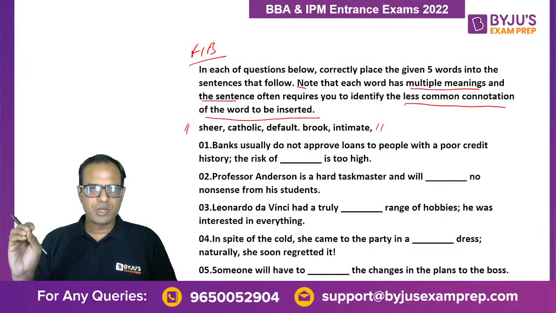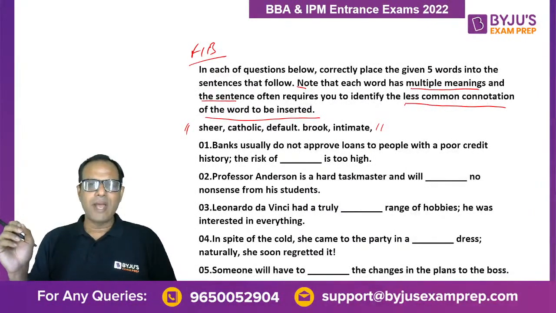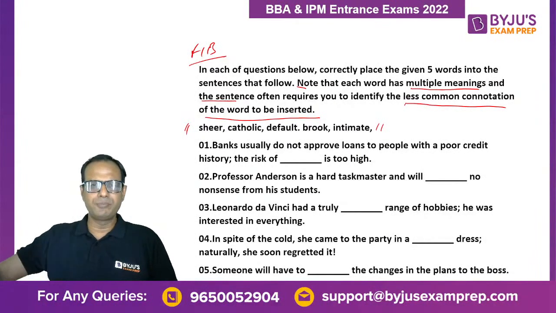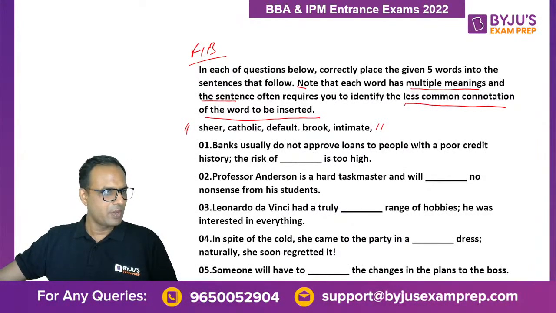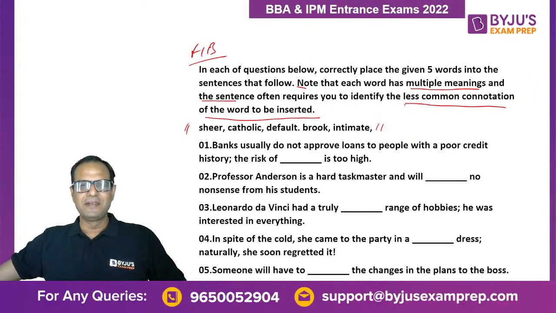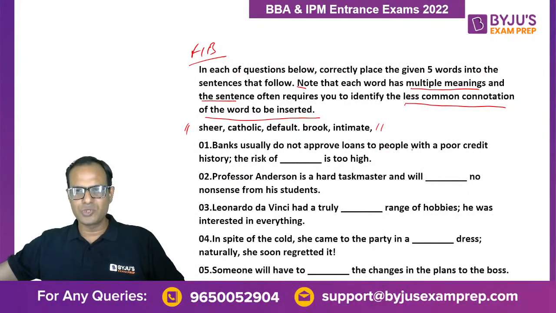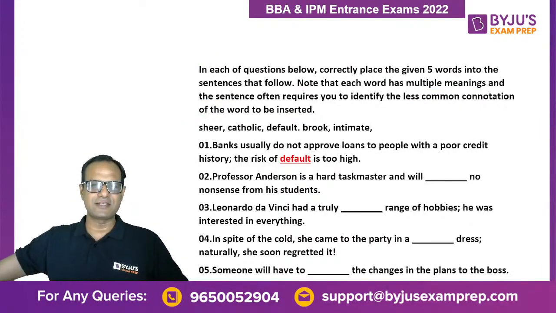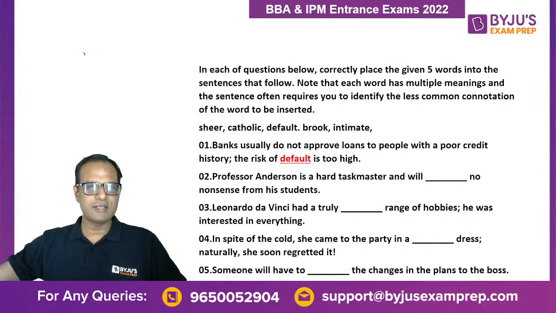So let us look at question number 1 very quickly. Boat solver has answered 2 for the second one. Thank you. Let's look at the first one. Banks usually do not approve loans to people with a poor credit history. The risk of this is too high. Now, what is this risk that we are talking about? Let's look at the answer. The first one is default.